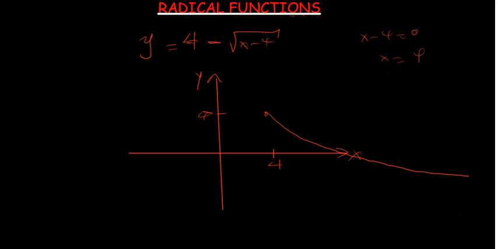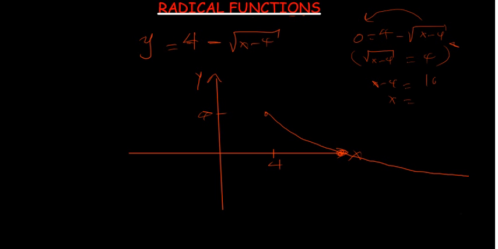We can actually find the point where the graph has cut the x-axis. We know that at that point our y is equal to 0. So we want the point where our y is 0. That would be 0 is equal to 4 minus the root of x minus 4. We can take the root this side, it becomes positive: root of x minus 4 is equal to 4. So we can square everything. That will give us x minus 4 is equal to 16, and then x is equal to 16 plus 4. x will be equal to 20.